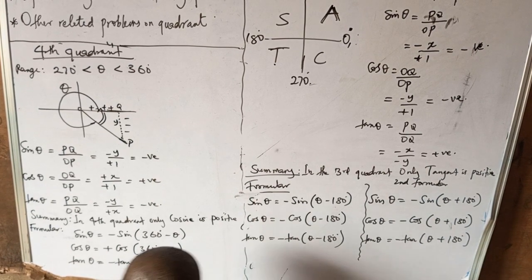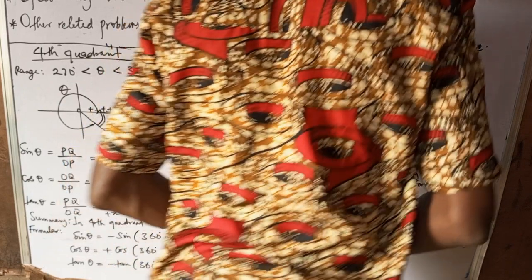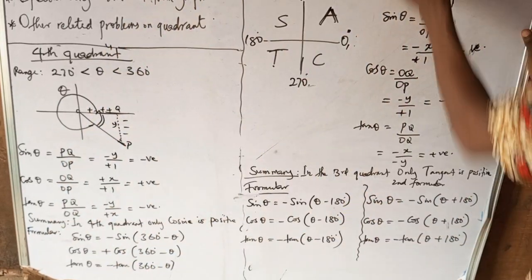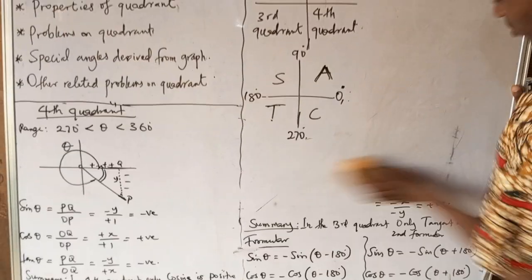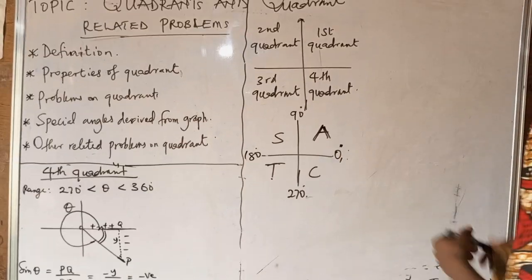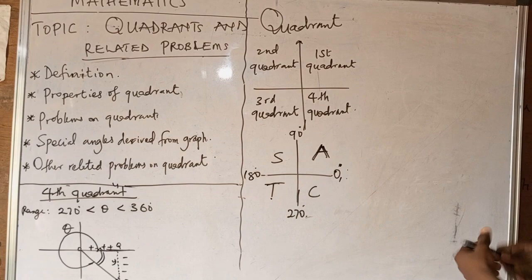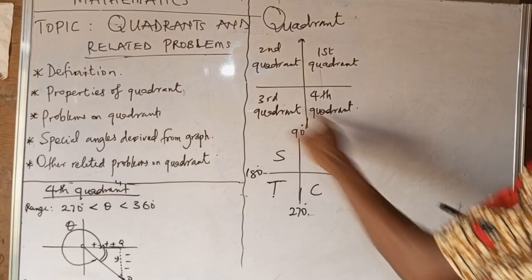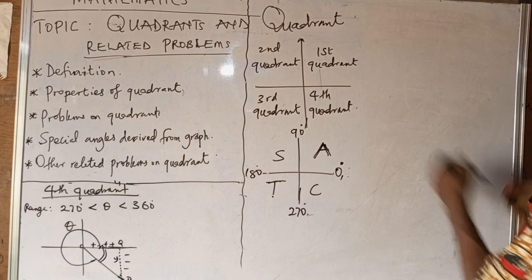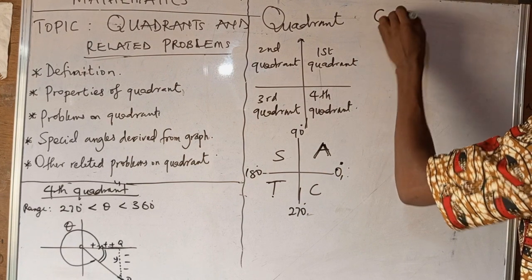So let's summarize what we mean by quadrants. From the abbreviation we have there, if you take it from the fourth quadrant here and bring the letters together, you can have it as the acronym CAST.